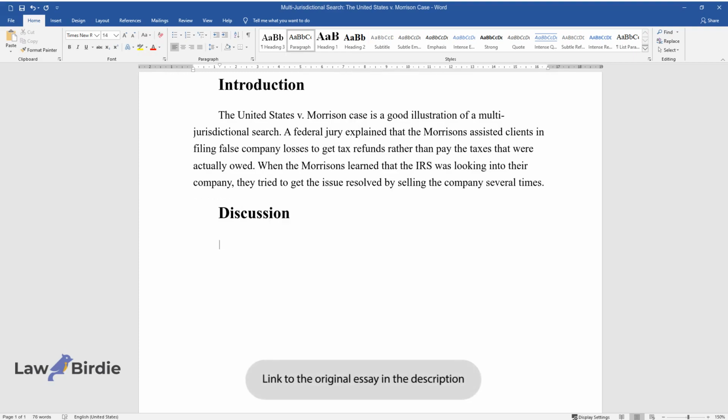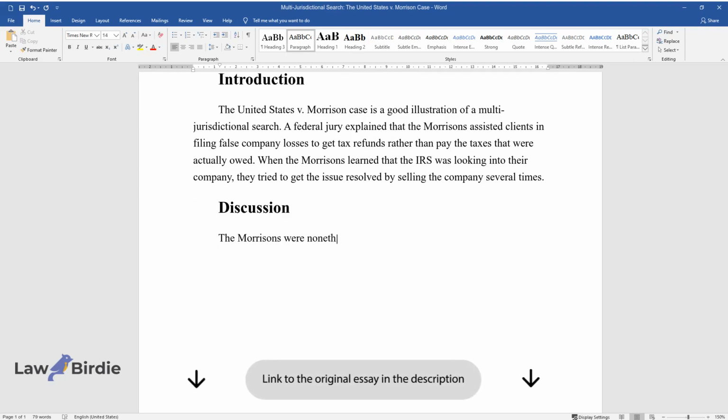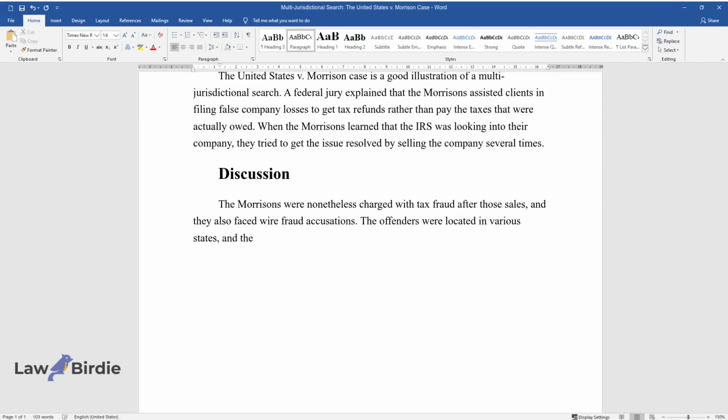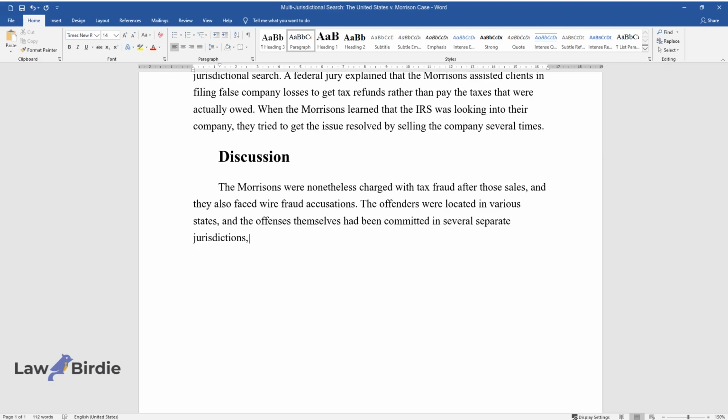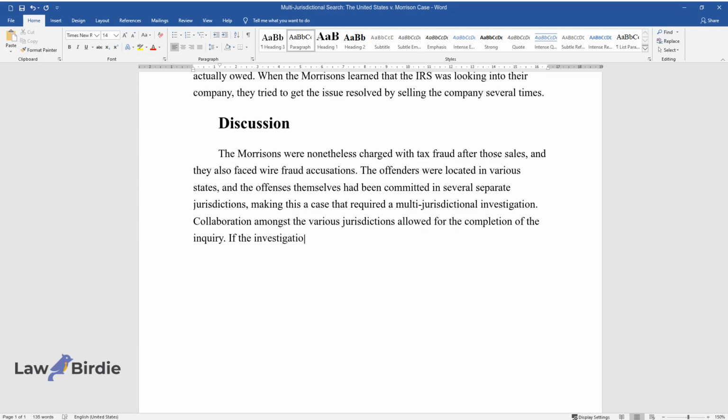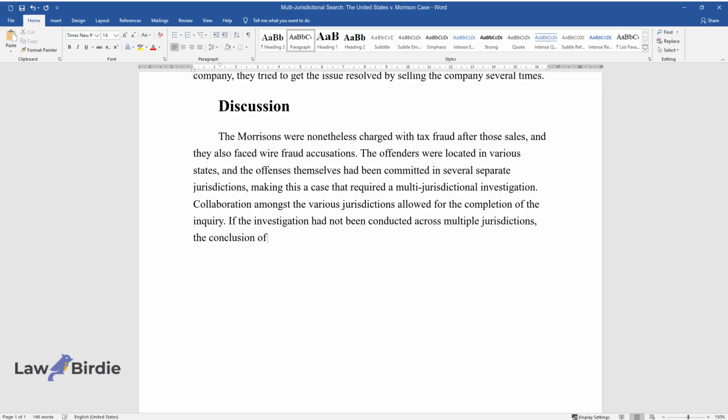Discussion. The Morrisons were nonetheless charged with tax fraud after those sales, and they also faced wire fraud accusations. The offenders were located in various states, and the offenses themselves had been committed in several separate jurisdictions, making this a case that required a multi-jurisdictional investigation. Collaboration amongst the various jurisdictions allowed for the completion of the inquiry. If the investigation had not been conducted across multiple jurisdictions, the conclusion of the case might have been different.